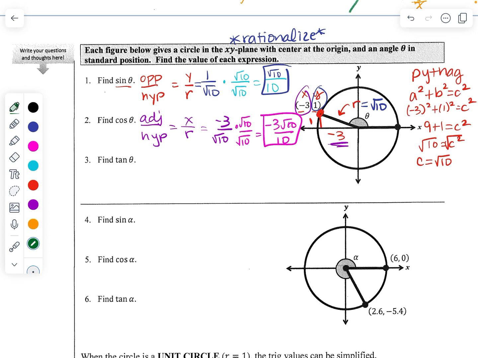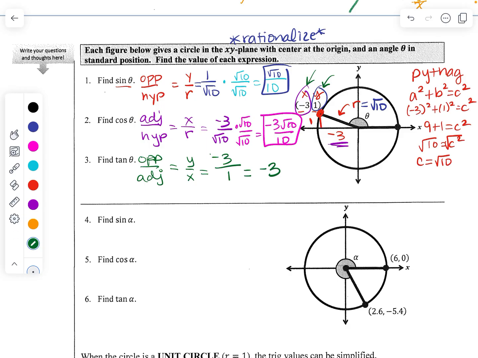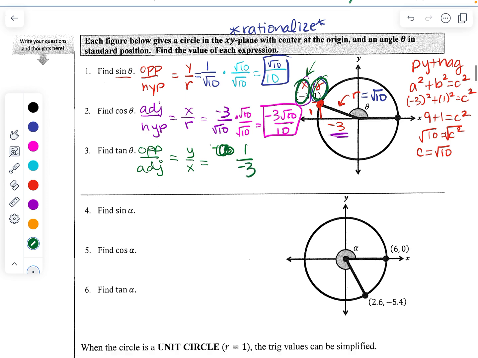And then finally, we're going to find tangent, which is opposite over adjacent, or y over x. Remember that our x value was here at -3 and our y value is here at 1. Therefore, it's just -3. Oh, I missed it. Sorry, I mixed it up. Let me go back real quick. I switched it. The y is the 1. Whoopsie. And the x was -3. My apologies. I mixed them up.